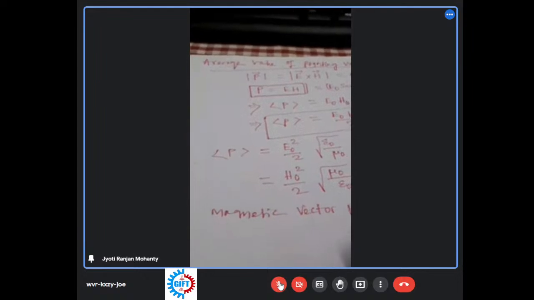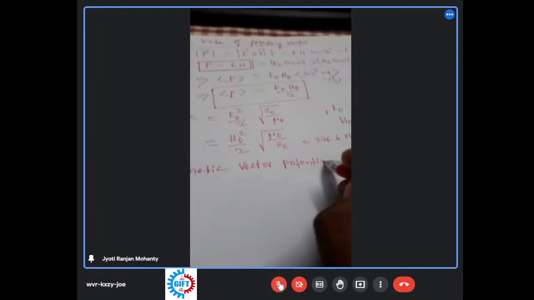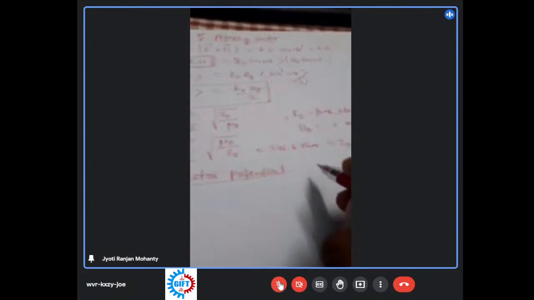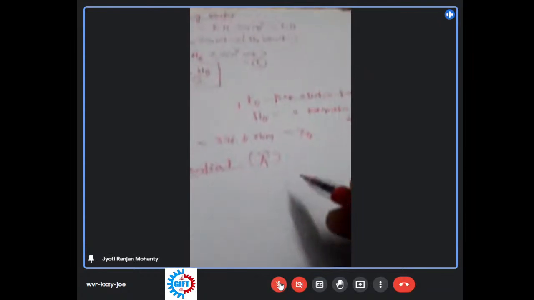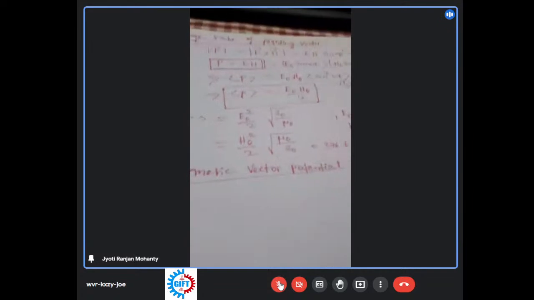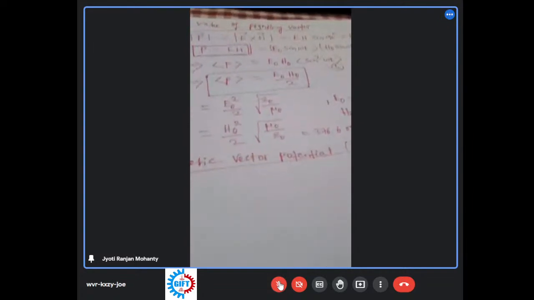Magnetic vector potential. So magnetic vector potential, you have to remember the symbol is A vector. So the magnetic vector potential, right?